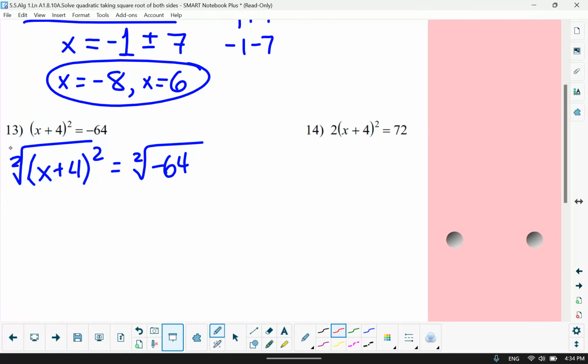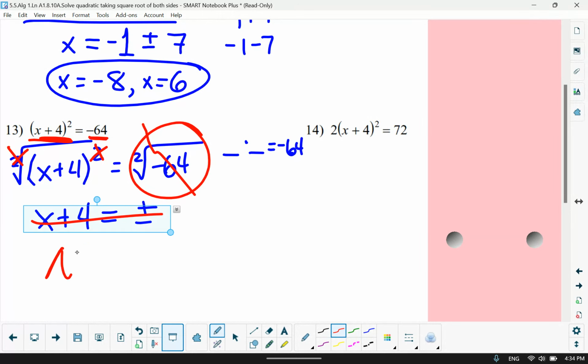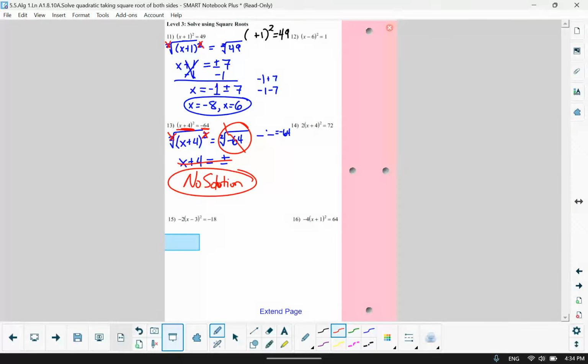A second power and a second root would cancel out, leaving us with the sum of x and 4 equaling... wait a second. I'm not even going to get to that plus or minus piece, because I'm asking myself, what number ever multiplied by itself could give us a negative 64? That's impossible. So as soon as you see that, you can say, wait, you can't have a number multiplied by itself equal negative 64. Therefore, what number makes this a true statement? No number makes it a true statement. There is no solution to number 13.